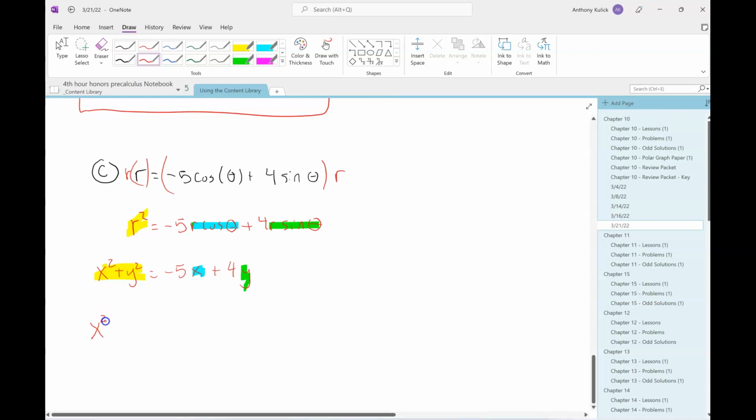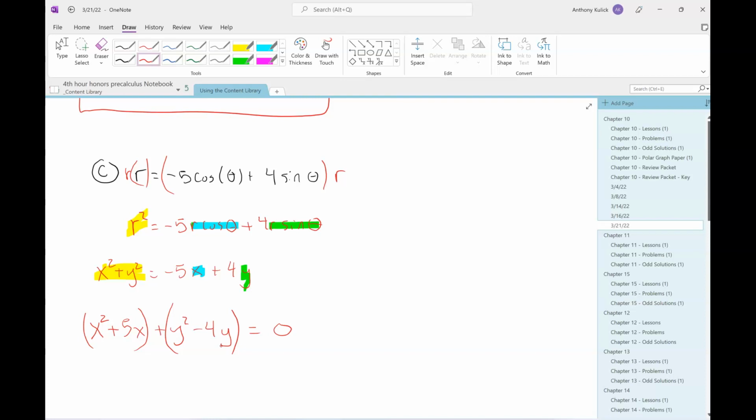Just like before, I'm going to move everything onto one side since I observed that this is definitely going to be a circle. I'll group the x's together and the y's together so that when I complete the square, it's obvious to me at least what I'm doing. So if I complete the square for x squared plus 5x, what am I going to have to add to both sides? Five over 2 squared, right? Everybody agree?